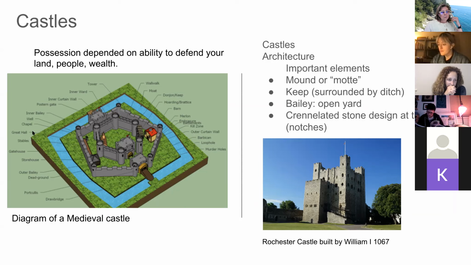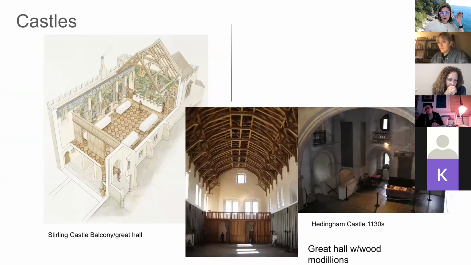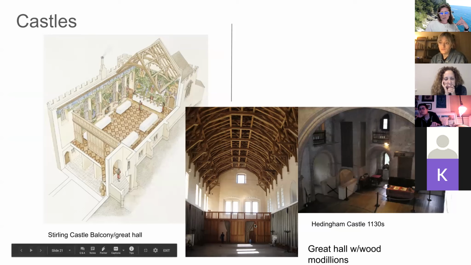But what there would always be is a place for the nobility, and then a place for all of their servants, all of their entourage, basically. And the most popular area to be would be the Great Hall. We've seen these, or maybe you visited them. It was sort of a place for the community of the castle to be. So you could sleep here, you could eat here, you could be entertained here.